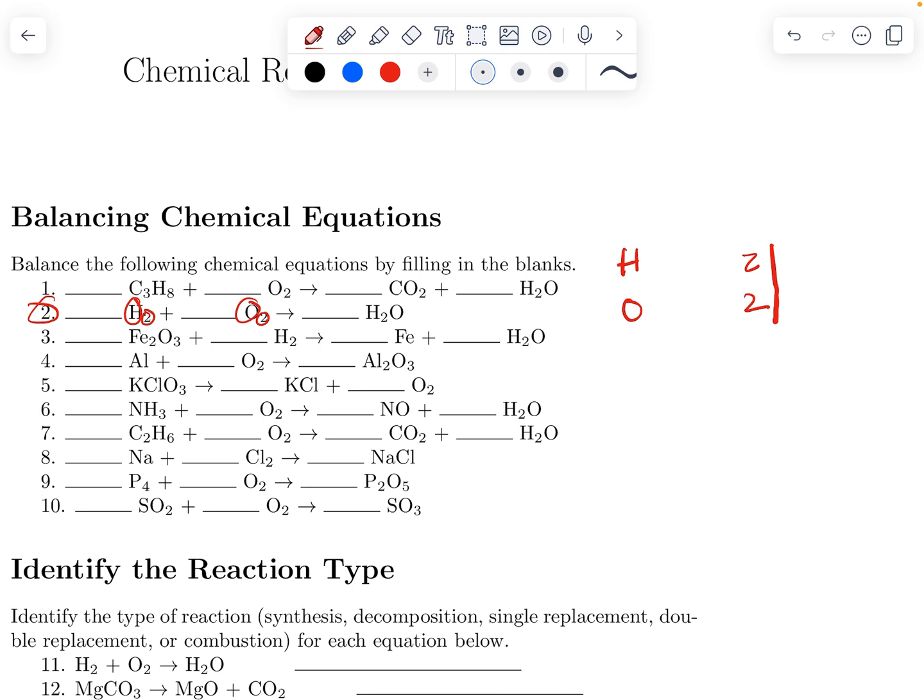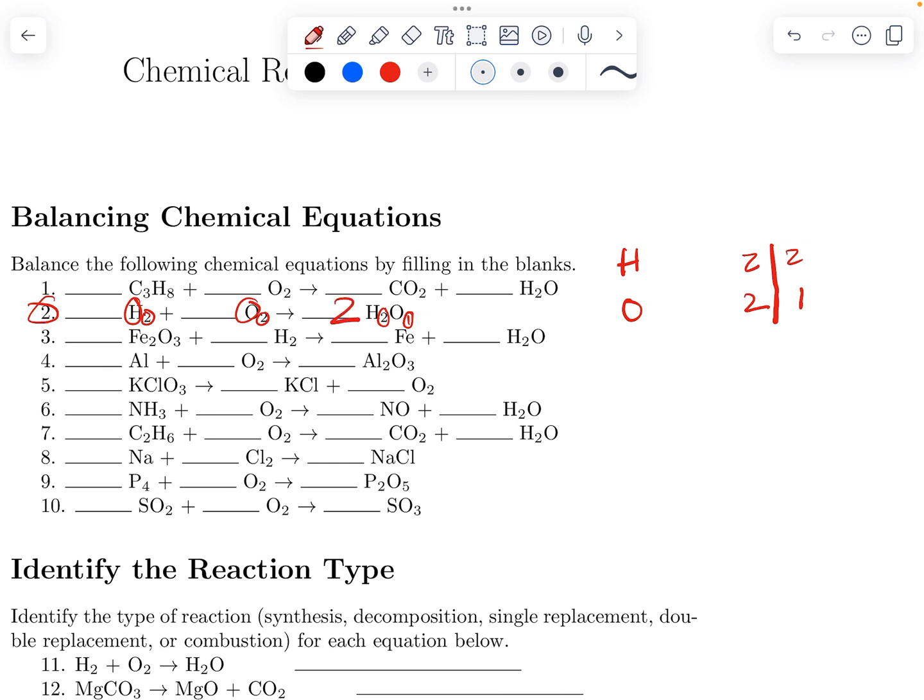Now let's look at the right side. You see this has two, but when there's no subscript, just assume that it's one. So then you have two and one. So we see the hydrogen balances, but the oxygen doesn't. So the way that we fix that is by multiplying with the coefficient.